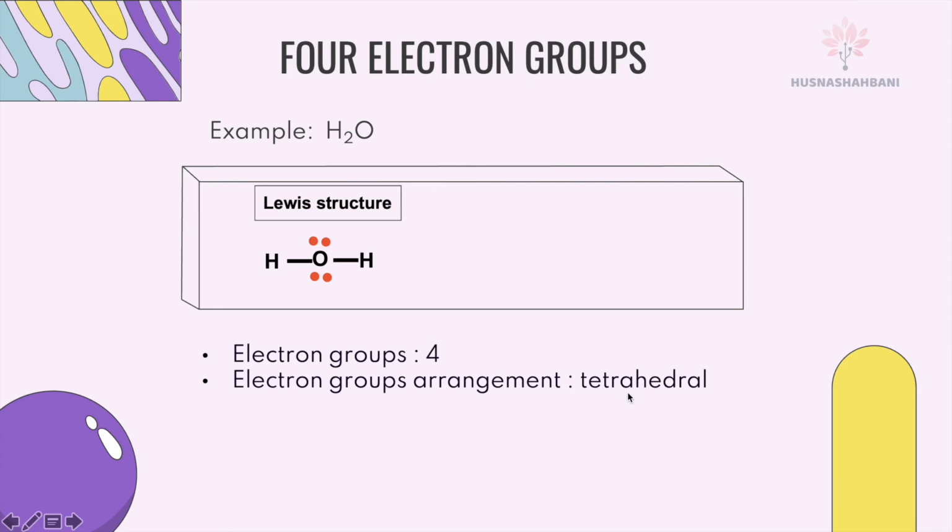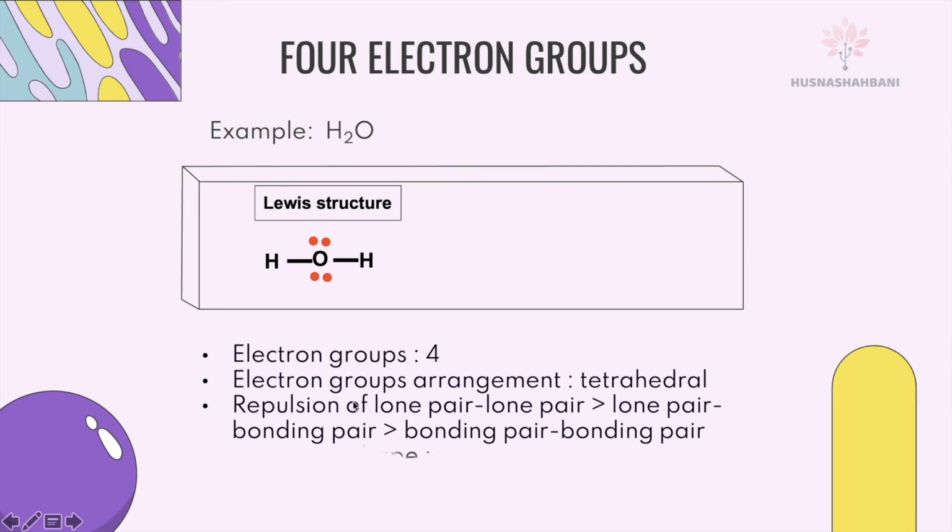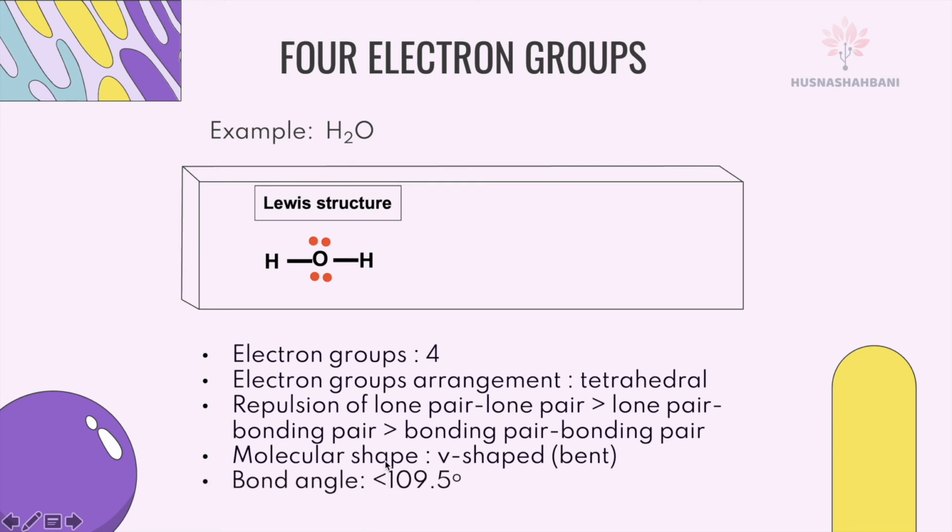Molecular shape is not tetrahedral because the central atom has lone pairs. For electron group arrangement tetrahedral, if it has 2 lone pairs, the molecular shape is V shape or bent. And the bond angle is less than 109.5 degrees. This is because lone pair lone pair electron repulsion is stronger than lone pair bonding pair repulsion, and this repulsion is stronger than bonding pair bonding pair repulsion, making this angle 104.5 degrees. The bond angle for this is 104.5 degrees, and the shape is V-shape or bent.